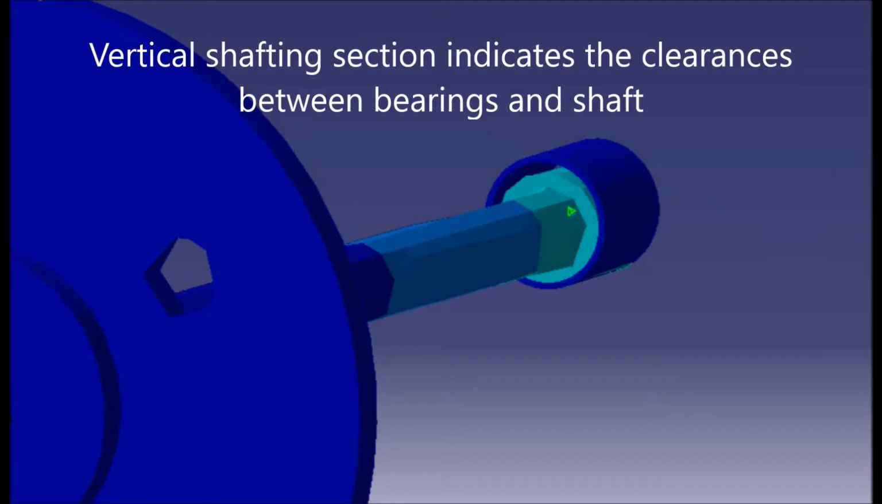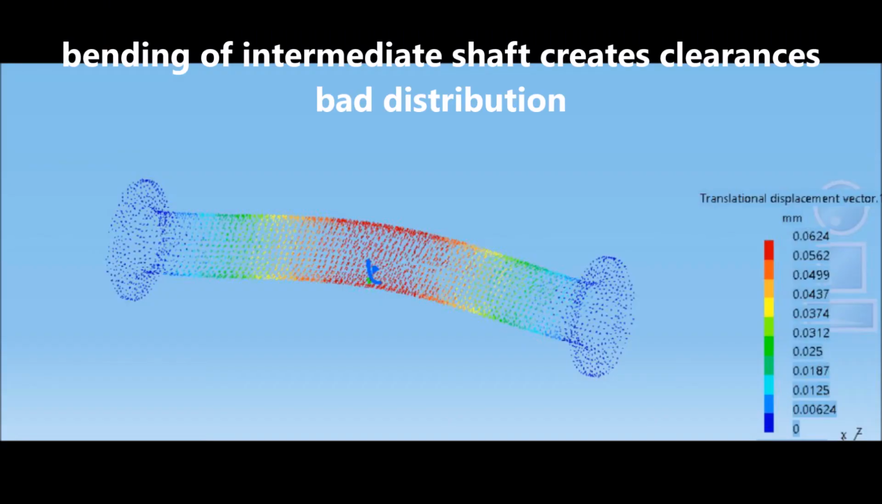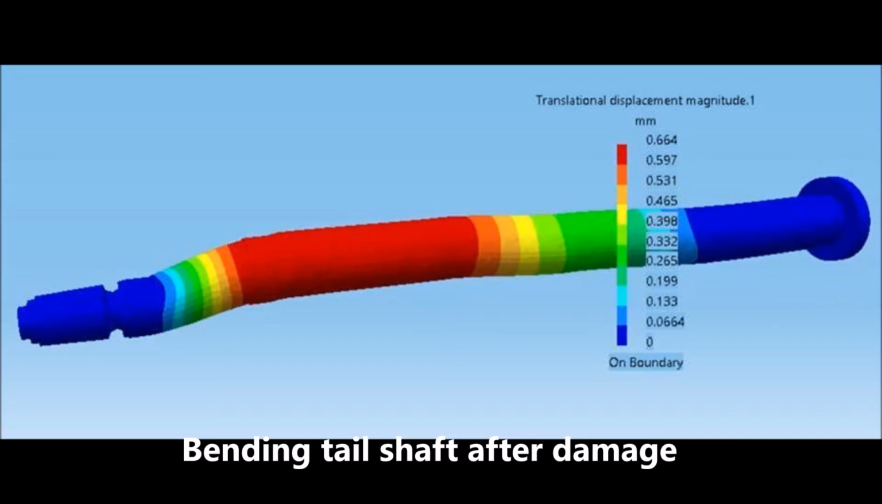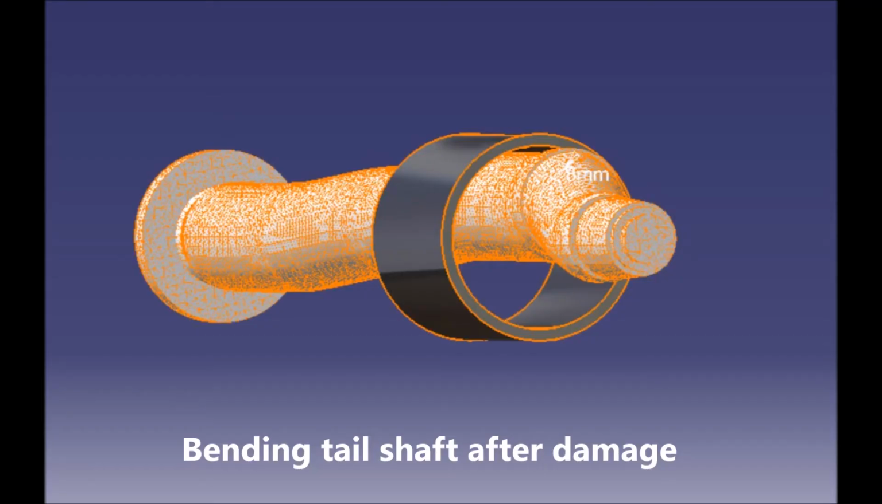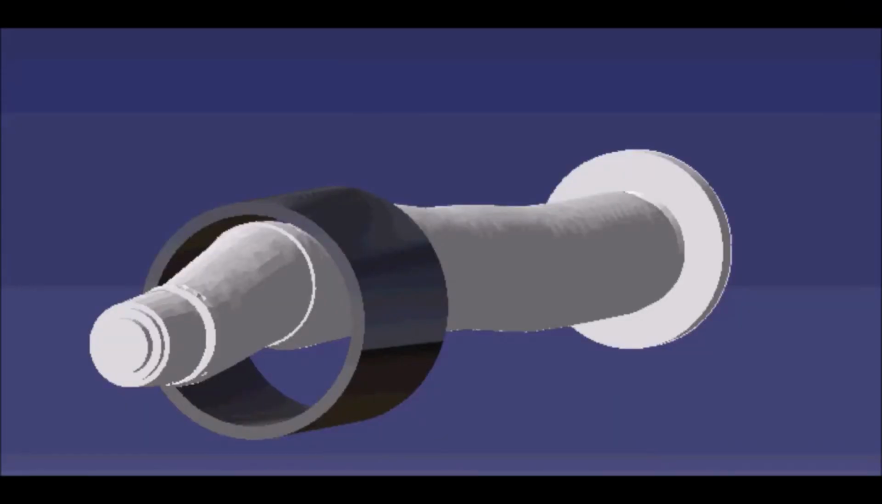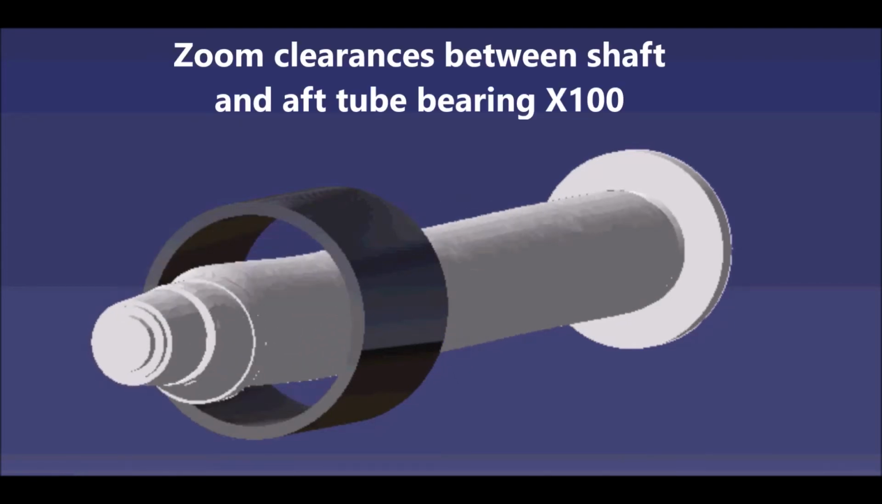The vertical shafting section indicates the clearances between bearings and shaft. A case of a bending intermediate shaft and unequal clearances is presented, with a zoom on the bending area as well. The bending tail shaft after damage is shown, with the clearances between shaft and aft tube bearing zoomed 100 times. The simulation includes where the radial face seals are destroyed.